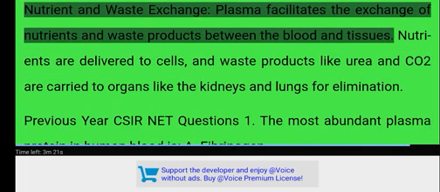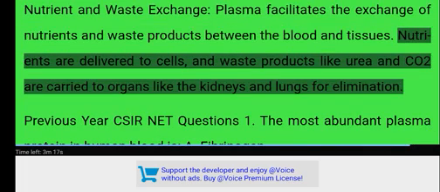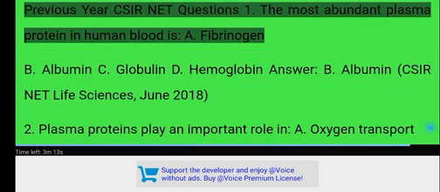Nutrient and waste exchange. Plasma facilitates the exchange of nutrients and waste products between the blood and tissues. Nutrients are delivered to cells, and waste products like urea and CO2 are carried to organs like the kidneys and lungs for elimination. Previous year CSIR NET questions.